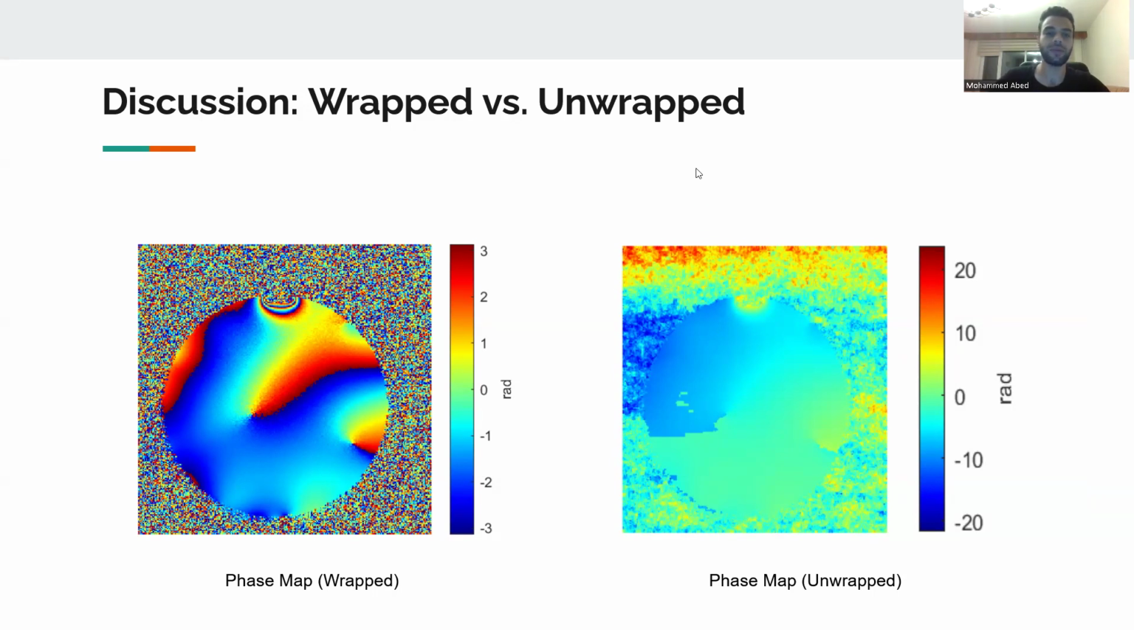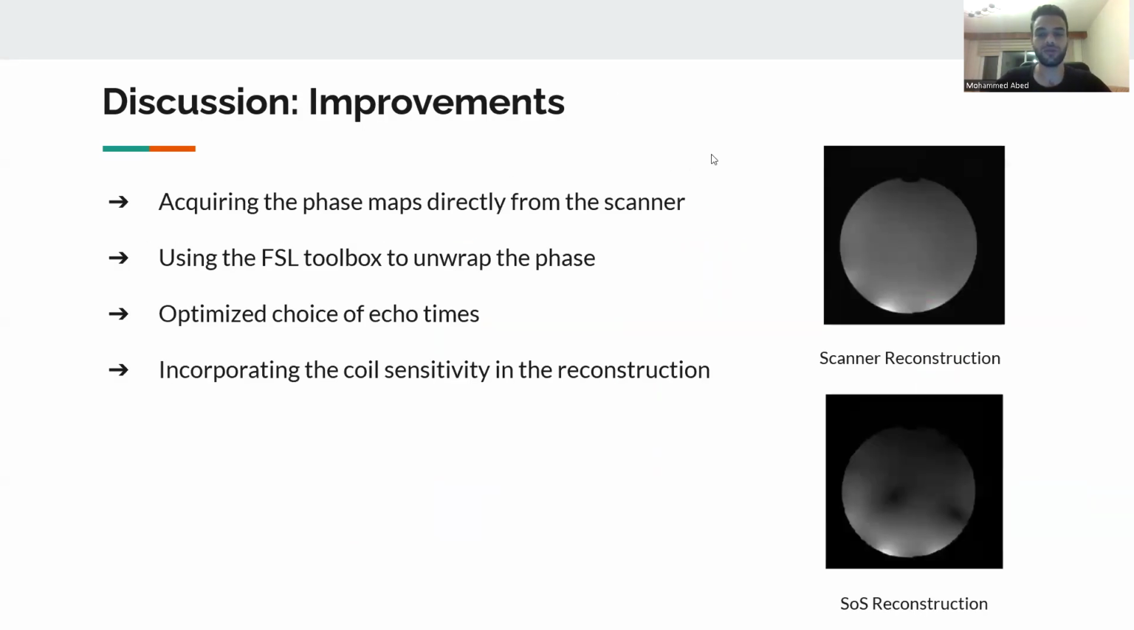Some ways to improve my measurement were to acquire the phase maps directly from the scanner, because the scanner reconstruction algorithm is way better than the reconstruction I used myself. Also, I could have used the FSL toolbox to unwrap the phase. Also, an optimized choice of echo times to eliminate the wrapping of the phase. And finally, incorporating the coil sensitivity in the reconstruction would have increased the reliability of my measurement.